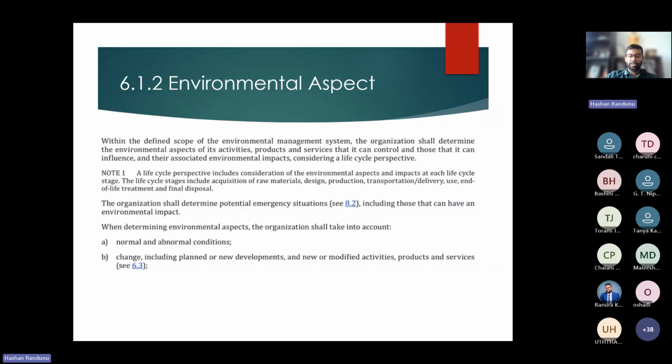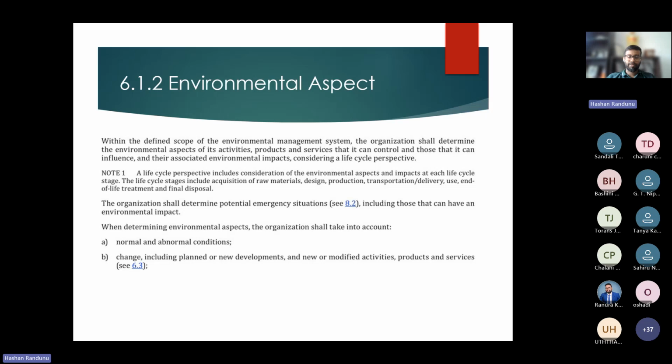In organizations, from time to time they introduce new products, new services, and even new machines to their production lines, right? Sometimes they build new infrastructures. So whatever the change in the organization, before that change, we need to assess and identify the environmental aspects from those changes as well, right? When we do a construction activity in the premises, we need to identify the environmental aspects that can happen due to those construction activities, right?